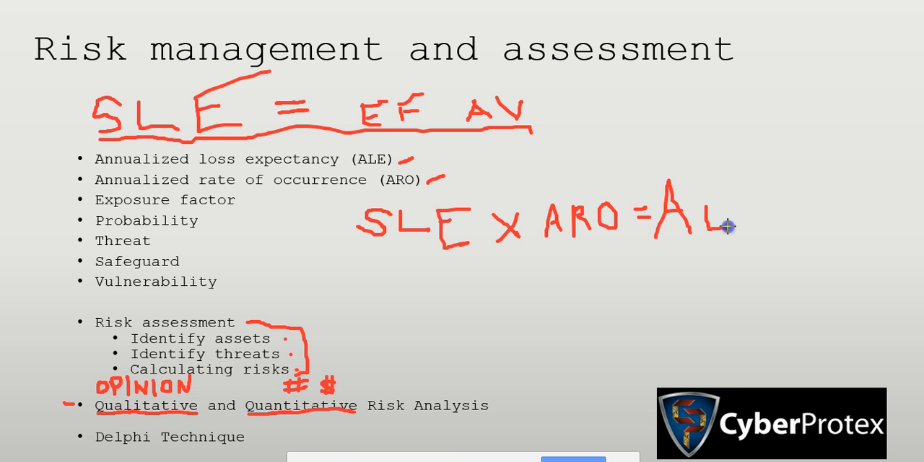Okay, so the single loss expectancy times the annualized rate of occurrence equals the annual loss expectancy. It's quite interesting some of the things that you can do whenever you're going through and checking some stuff out with this. So we're going to go through and do an exercise here in a second.